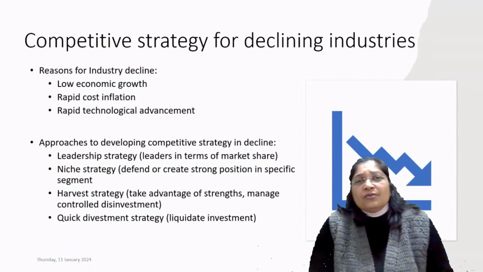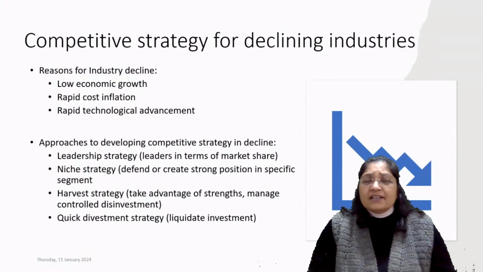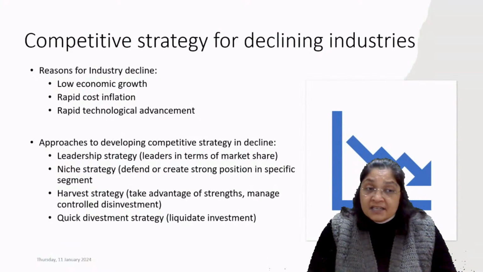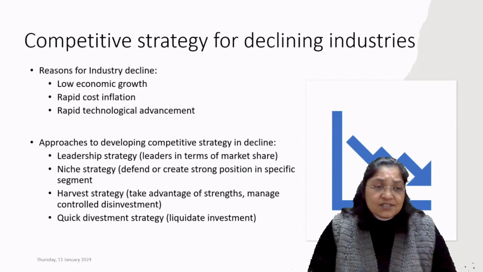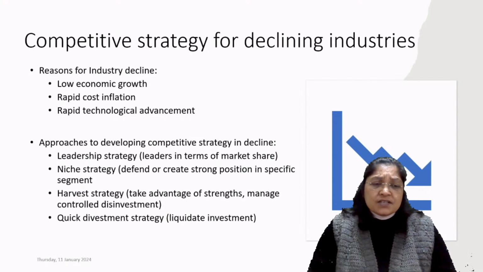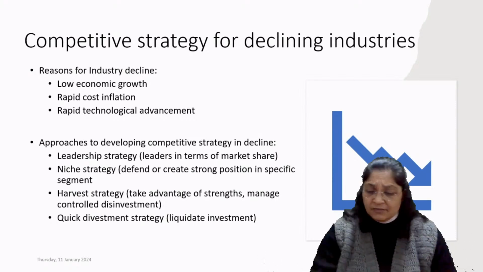So what they don't try to do is create or look for products, manufacture products, or provide services for customers of different segments, of different strata. No, what they try to do is develop a niche strategy for a niche market. So that is another thing. The third strategy is the harvest strategy, that is, take advantage of the strengths and manage controlled disinvestment. And the fourth is the quick divestment strategy, wherein they liquidate the investment.